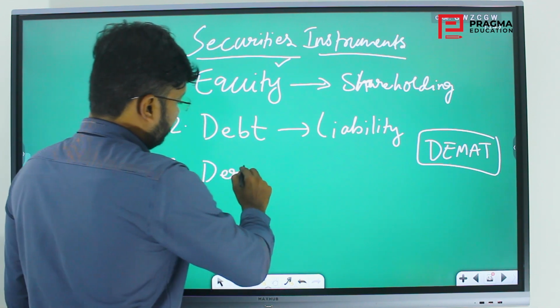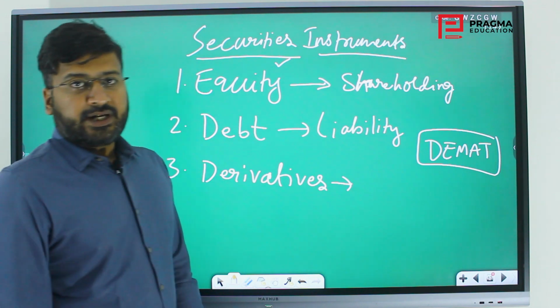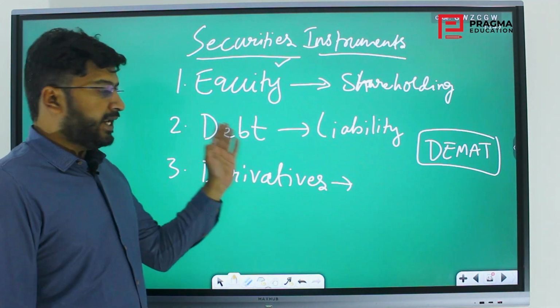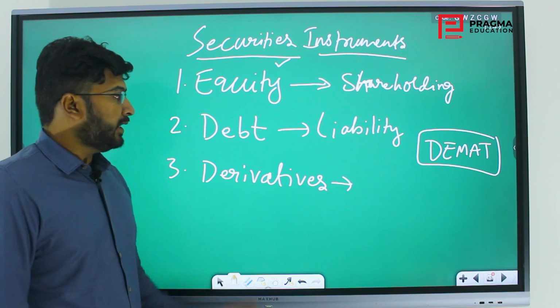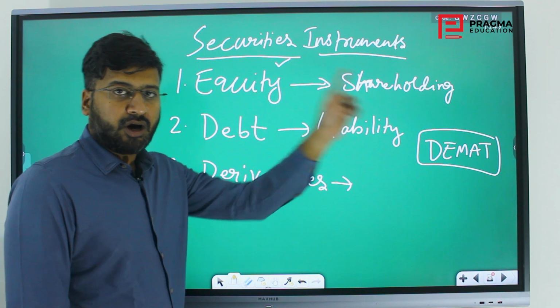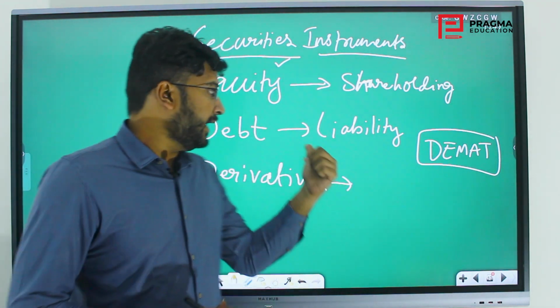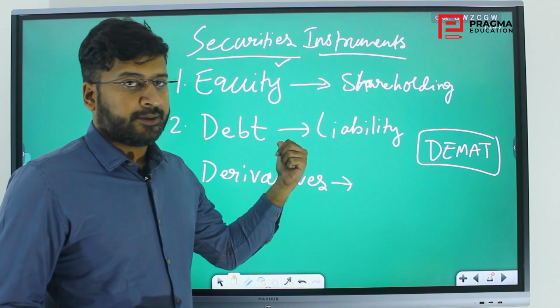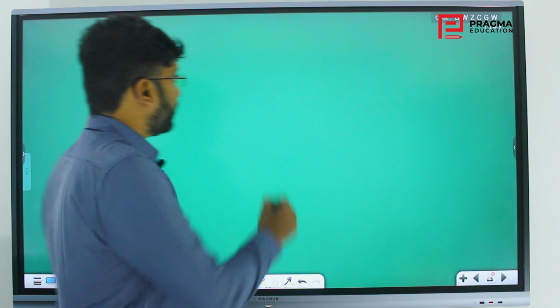The third one is derivatives. Don't get confused between debt, debentures, derivatives and everything. I will explain clearly. Debt, debentures or bonds are the same. They are all debt instruments. If you get the word debenture, it means it is a debt instrument. But a derivative is something different. Let us look into the concept of derivatives.